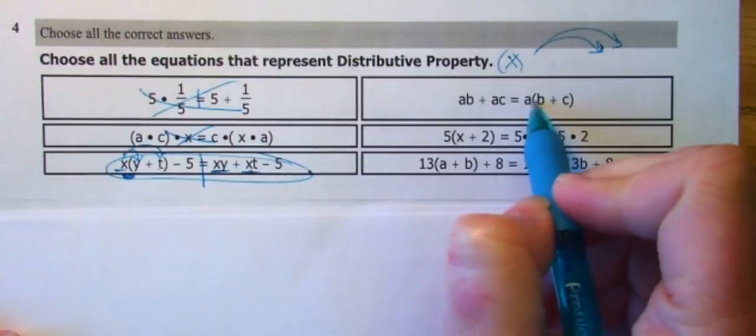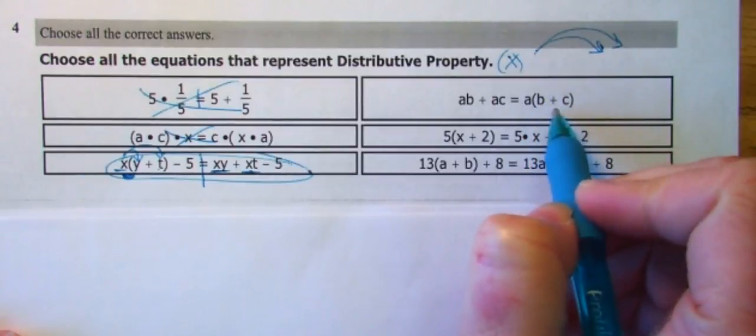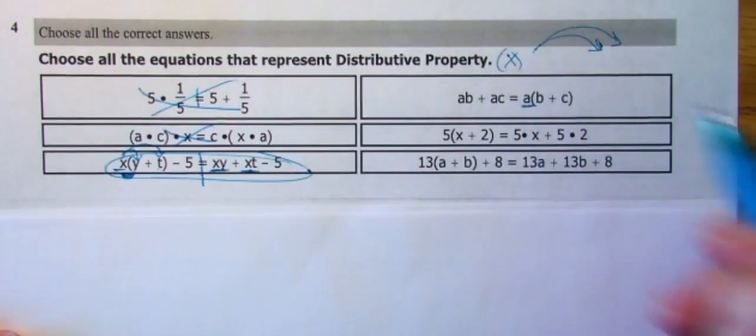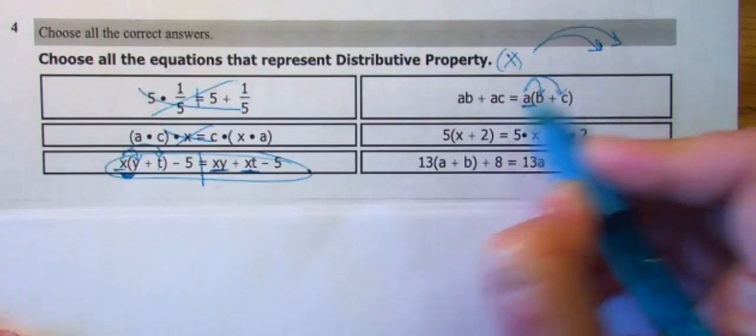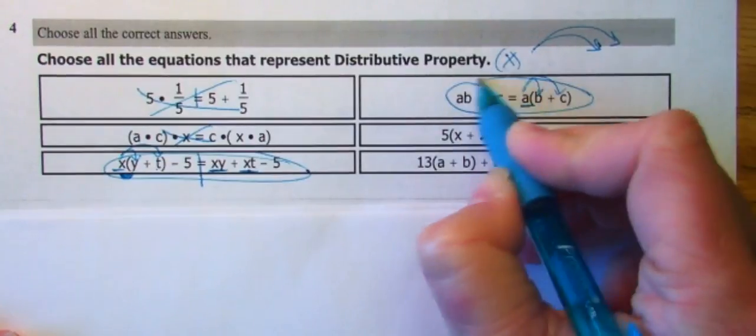Now this one looks a little weird because it's got the parentheses on the right hand side, but when you have something right outside the parentheses, that means distributive. So we would do A times B and A times C. So this one works as well.